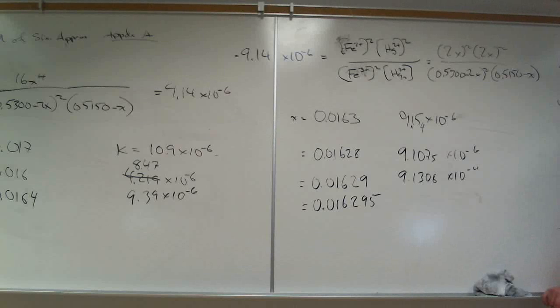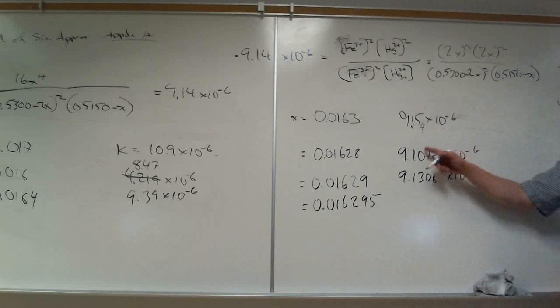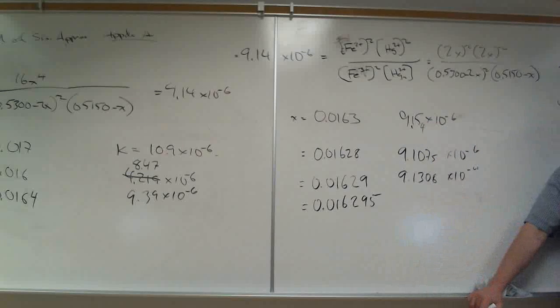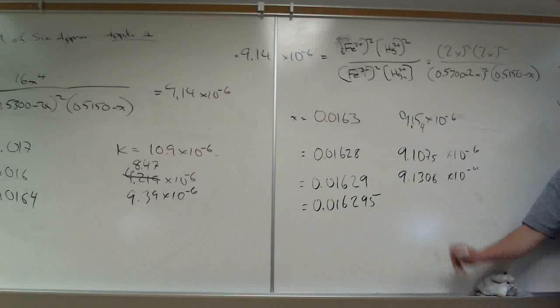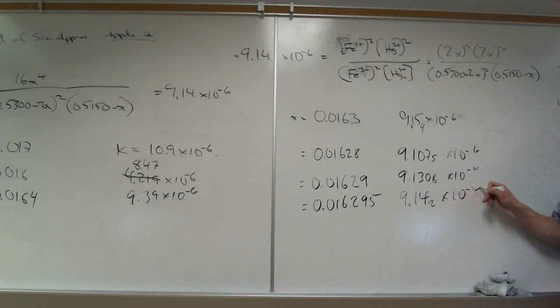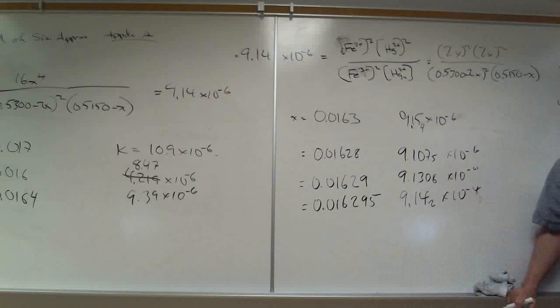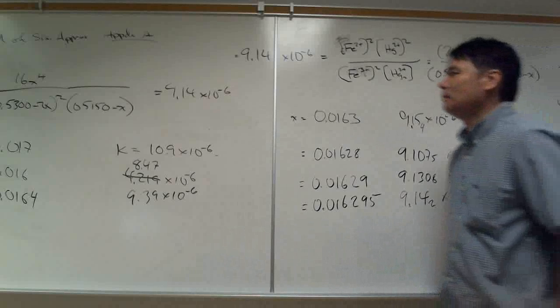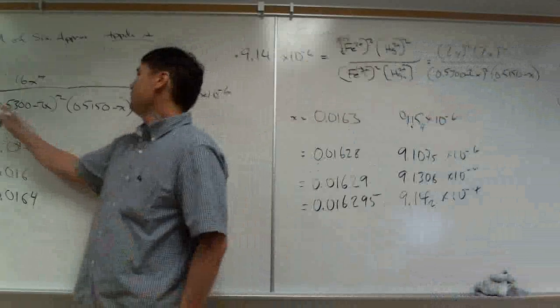It would probably be like 0.016294 would have been a better guess because this is more than 5. That's all right. Just try it. 9.142 times 10 to the minus 6. All right. When do we stop?